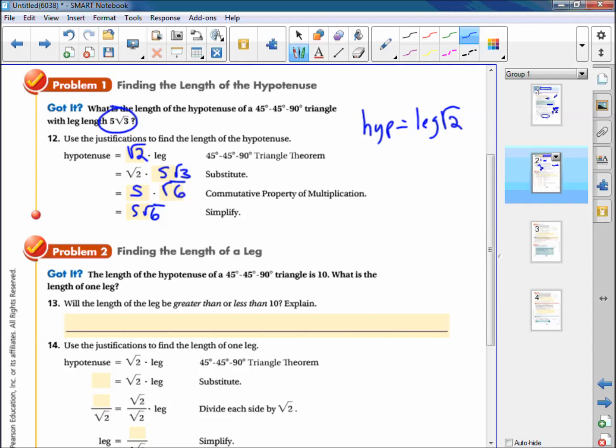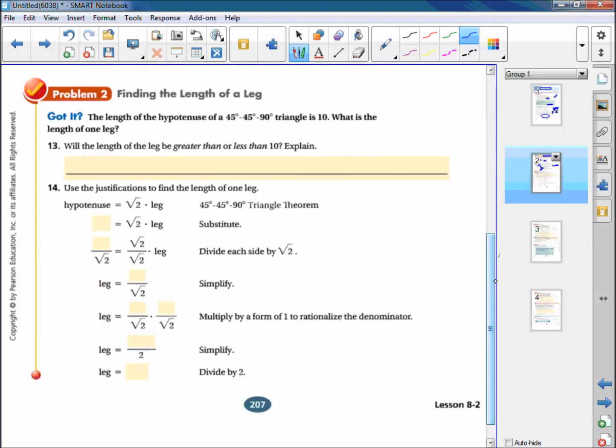All right, so problem number 2: find the length of the leg in one of these special triangles, this 45, 45, 90 triangle. The length of the hypotenuse is 10. So if I was to draw my triangle, this would be 10, and we know that these legs should be the same length. We have to figure out what they are, because these are 45-degree angles in here. So we're going to use our relationship from before. Will the length of the leg be greater than or less than 10? Well, this is definitely going to be less. The hypotenuse is always the longest side.